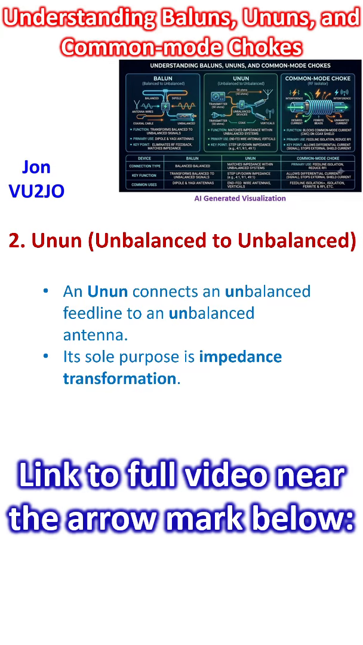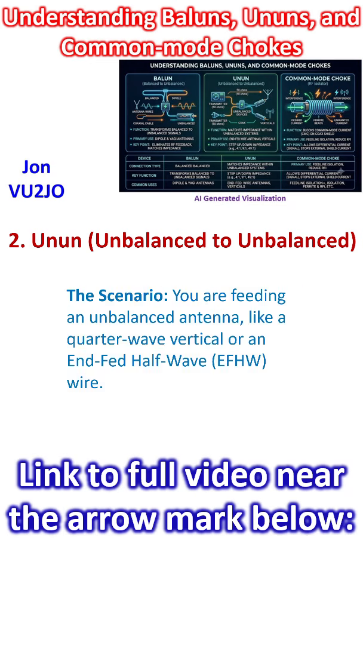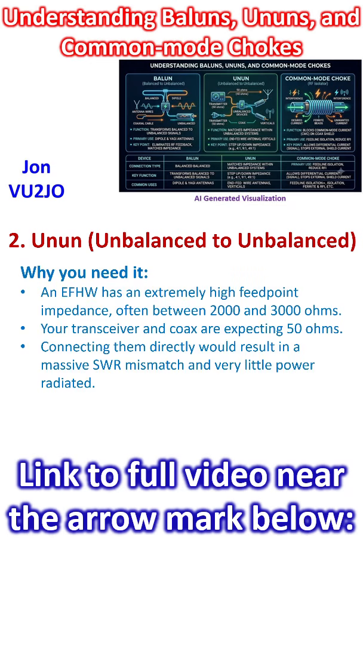Unun, unbalanced to unbalanced. An unun connects an unbalanced feedline to an unbalanced antenna. Its sole purpose is impedance transformation. The scenario: you are feeding an unbalanced antenna like a quarter wave vertical or an end-fed half-wave wire. Why do you need the unun?